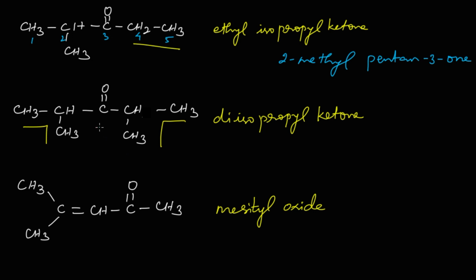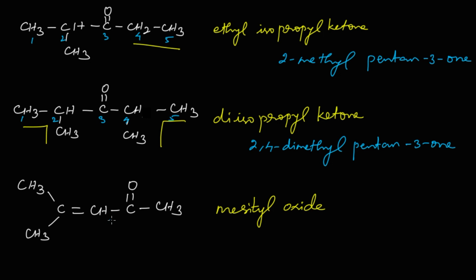Come on, let's give the IUPAC name for the second compound. 1, 2, 3, 4, 5. 5 carbons are the longest chain. Here, to the second carbon, one methyl is attached. To the fourth carbon, one more methyl is attached. So 2,4-dimethyl. 5 carbons are there in a straight chain, so pentane. To the third carbon, the functional group ketone is there, so 3-one. The IUPAC name of diisopropyl ketone is 2,4-dimethyl pentan-3-one.